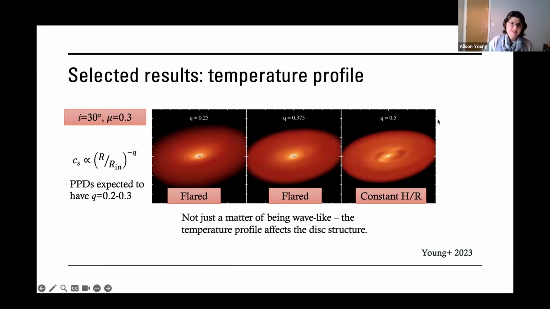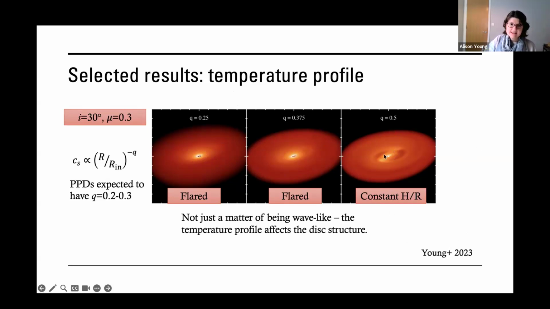One of them is to do with the temperature profile. These three simulations all use the same parameters, except the temperature profile has a different exponent. We set the sound speed as a power law with radius to the power of minus q, and here q is 0.25, 0.375, and 0.5. These two disks are flared. The left one is more flared than the middle one, and the one on the right has a constant h over r profile.